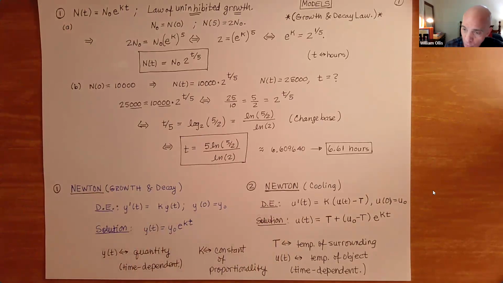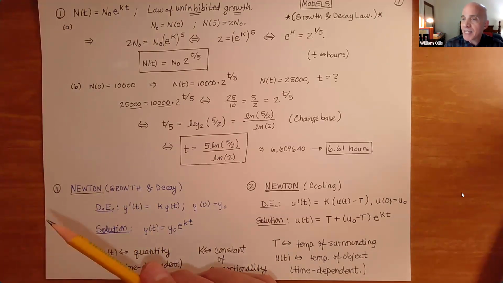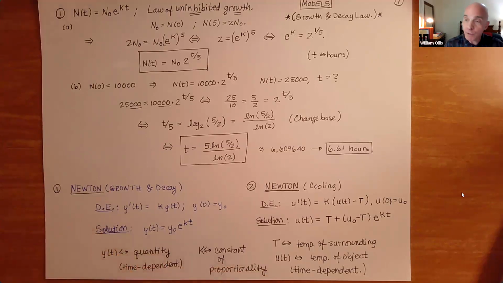Now, first, what we want to do is look at the growth and decay law. Sometimes this is called the law of uninhibited growth. Now, students often ask, how will we know which law to use? Well, it will be explicitly stated in the problem. This is not something that you have to figure out. It will be stated, and then you get to use that particular solution curve to solve the problem.